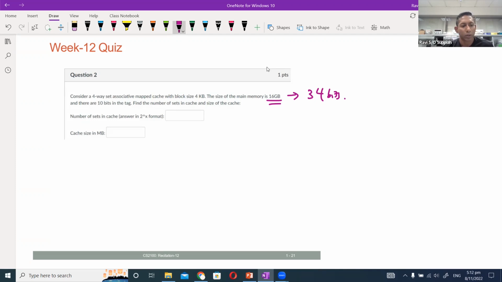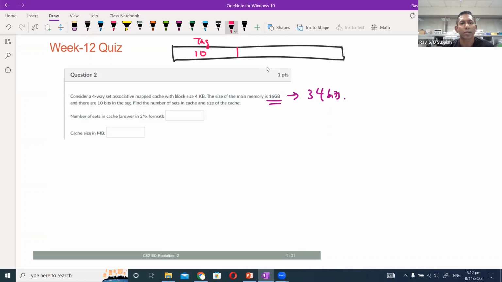All right, so the 34 bits, how are we going to split it up? We know that the tag is 10 bits. So I've already set aside 10 bits here for the tag. The remaining here is a total of 24 bits. From these 24 bits, what is the next information we know?